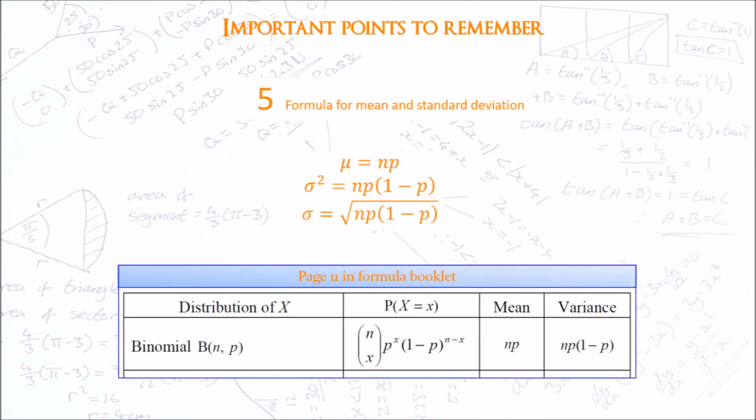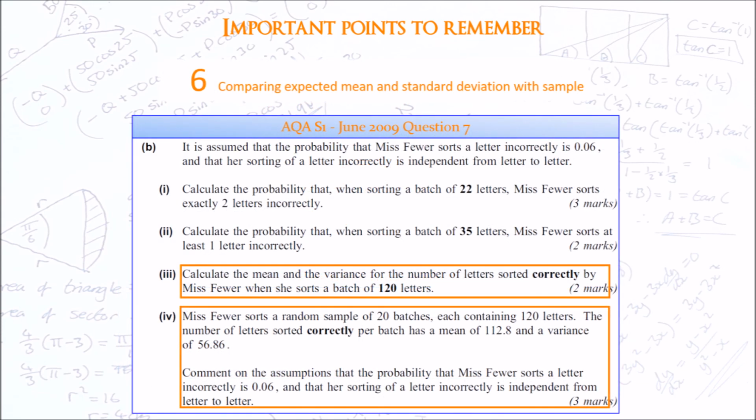The fifth one is your formulae for this. Obviously the mean and the variance, they're given to you in the formula booklet, and the standard deviation you can get from the square root of the variance. And the last one is comparing your expected mean and standard deviation with the sample mean and the standard deviation. Now I went through this earlier on in the video, so go back to that if you want to, but make sure you fully understand how to do that because there's a very high probability that you'll be asked to do that in the examination.